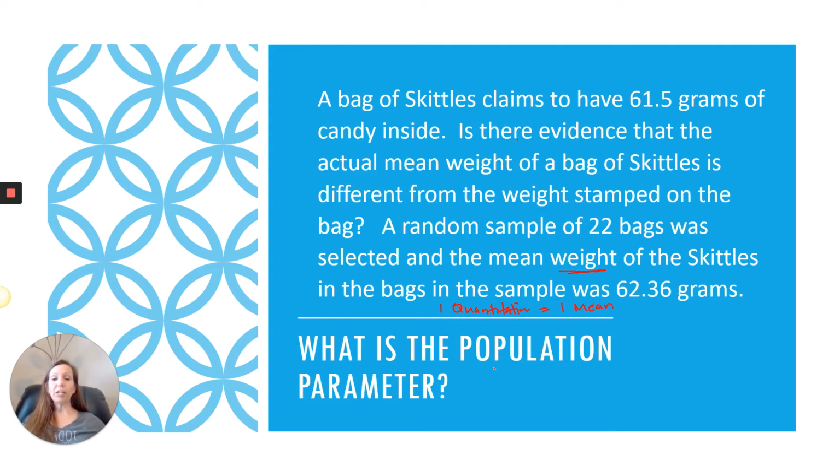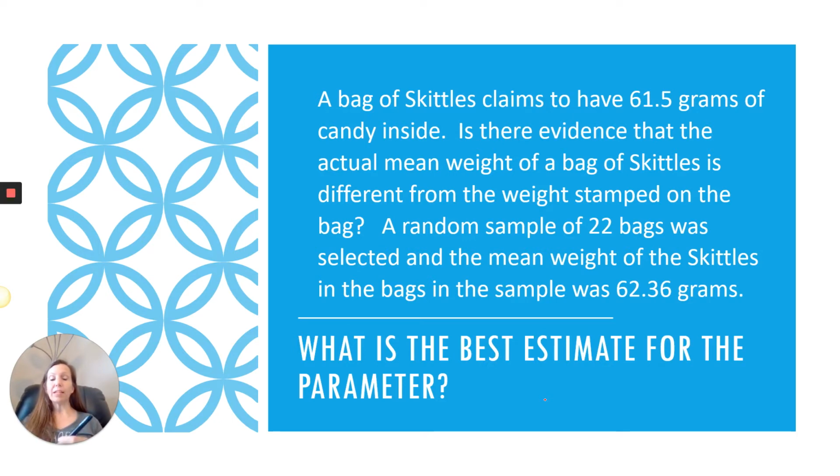When I'm defining my population parameter for one mean, that parameter is going to be mu. The symbol for the parameter is mu, and the first word that should follow the equal sign is mean, since mu is a mean. So mu equals the mean weight of all Skittles bags, at least the size that I was using in this experiment.